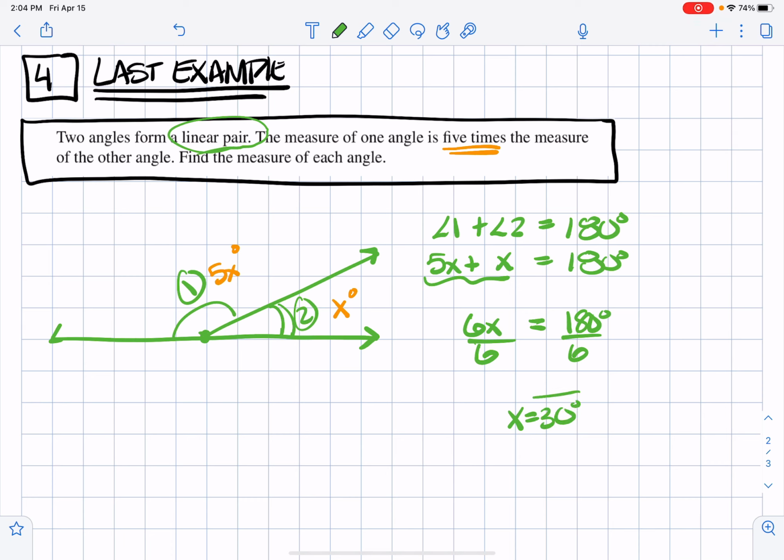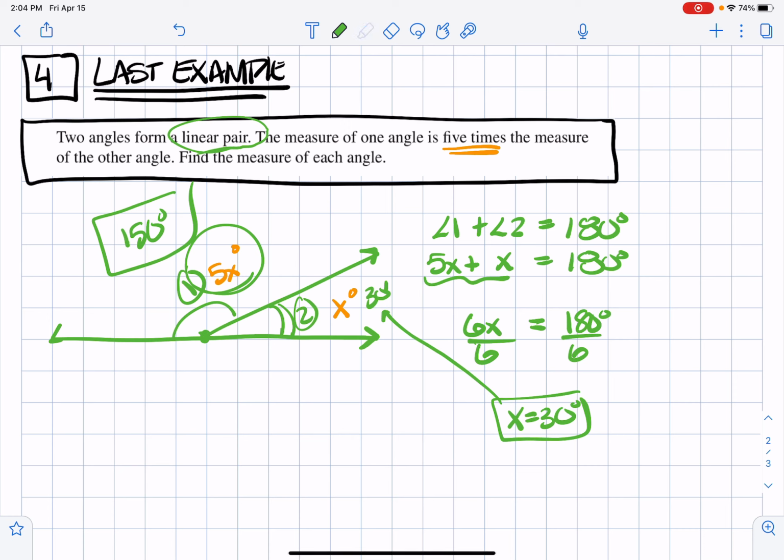So now I know that this angle here is 30 degrees, all right, and the other angle is 5 times 30 degrees, or 150 degrees. So the two angles that I was trying to find are a 30-degree angle and a 150-degree angle. And you might see examples of that on your skill checks. All right, that's everything you need for this last lesson.